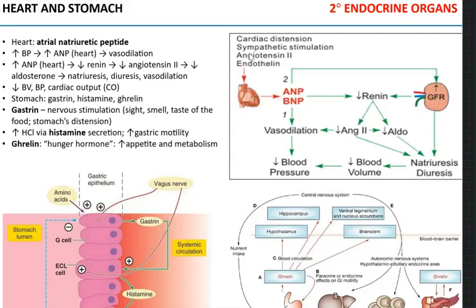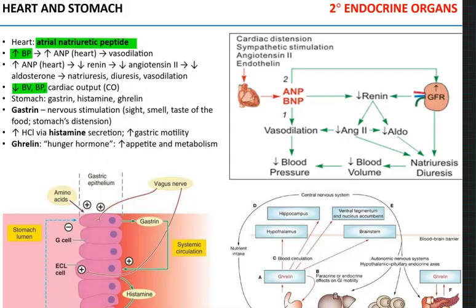Hormone, stimulus, what it does, obviously opposite to the stimulus, and basically how. So, first, atrial natriuretic peptide. Atrial means atria, so heart. Stimulus, elevated blood pressure. Okay? Response, reduced blood volume and blood pressure. How?